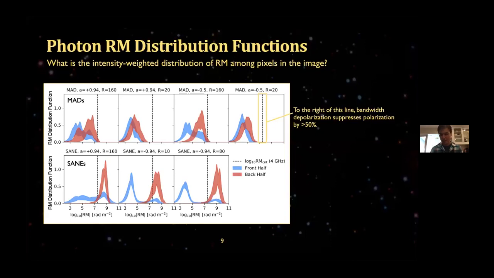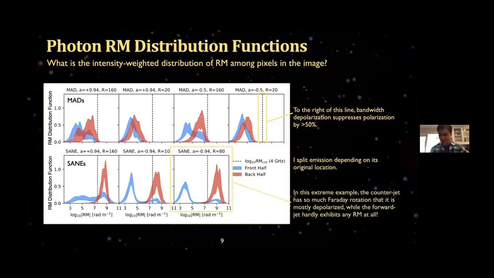That is, even across a small bandwidth here, 4 gigahertz, the EVPA is rotating so much that it's averaging the linear polarization down. I also split up the emission depending on where it came from, the front half versus the back half, compared to the midplane, and so that would be forward jet versus counter jet for the SANEs, although the MADs aren't jet dominated. And what you can see from this is that there's often a significant difference between the emission coming from the forward jet versus that from the counter jet, especially in this very extreme model.